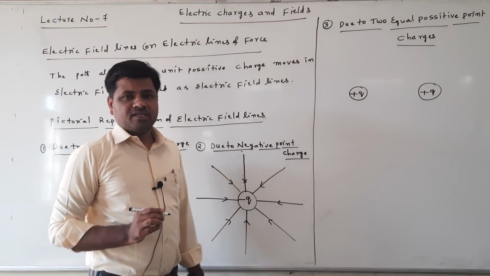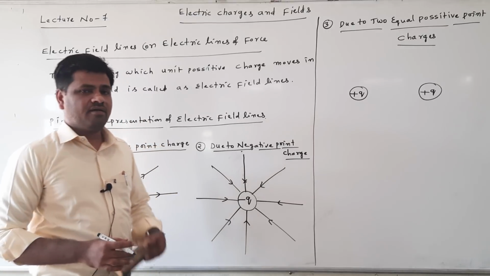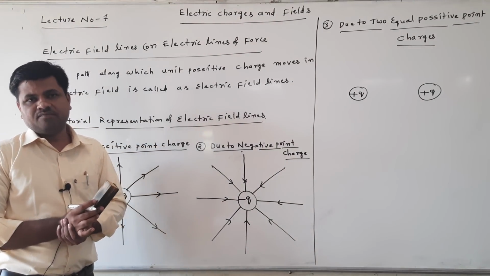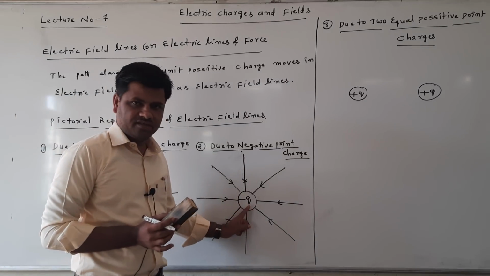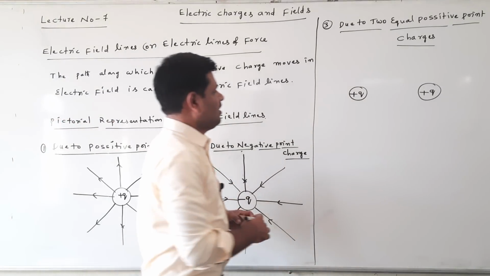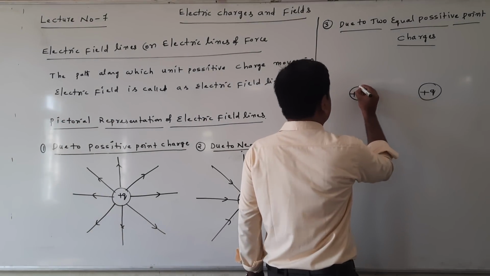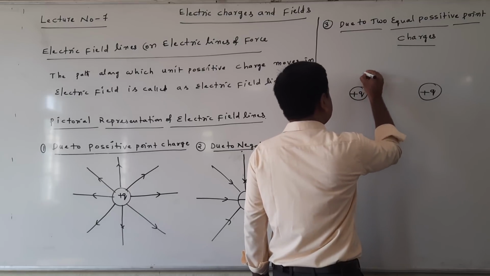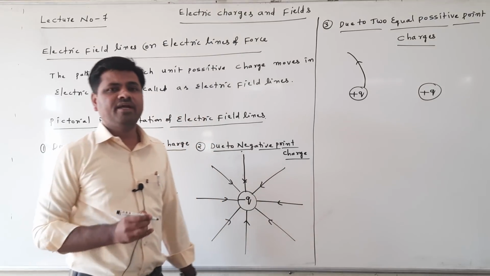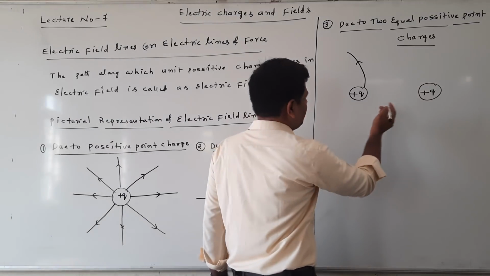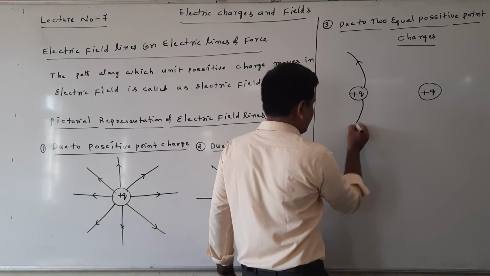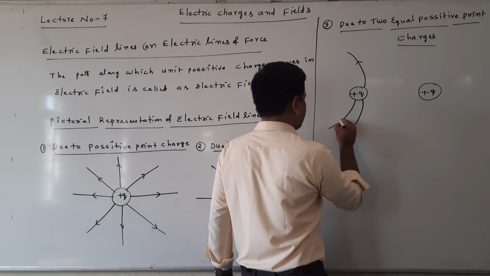From the plus q charge, the electric field lines are away from the charge, or diverge from the charge. Away from the charge means, why are these two bending? Why bending? In between plus and plus there is a repulsive force. That's the reason the electric field lines are bending.